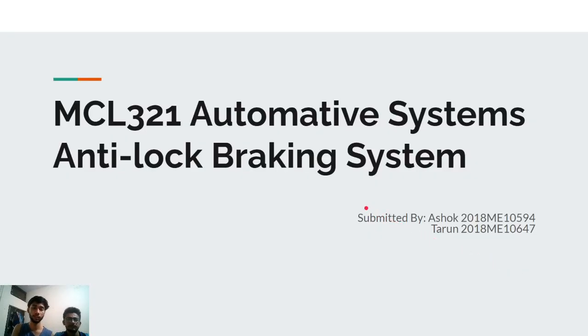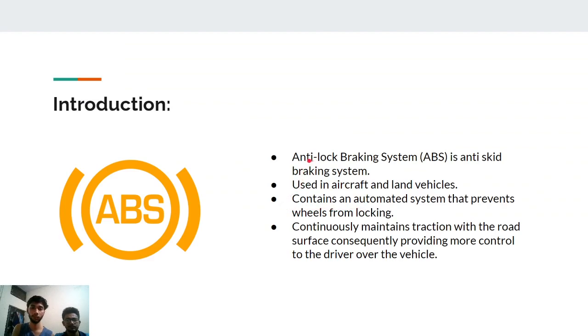So this is our course project presentation of automotive systems, which is about anti-lock braking system. This is the introduction of our project. Anti-lock braking system is an anti-skid braking system, which is used in aircraft and land vehicles. It contains an automated system that prevents wheels from locking, which continuously maintains traction with the road surface, consequently providing more control to the driver over the vehicle.